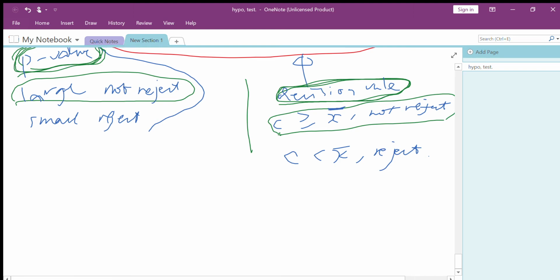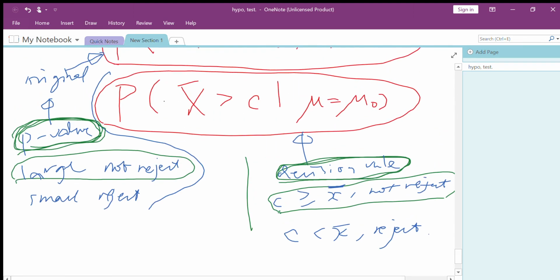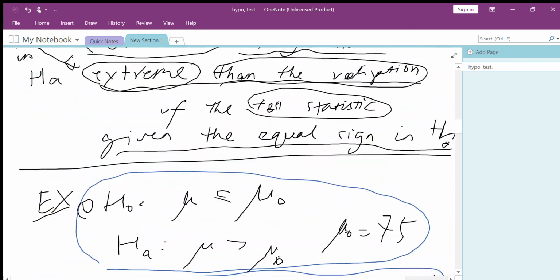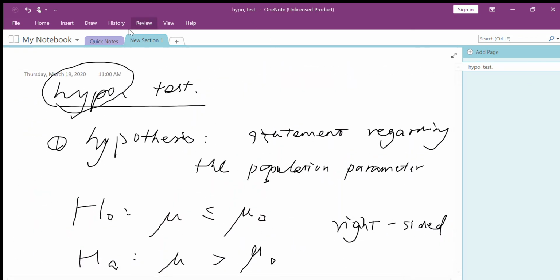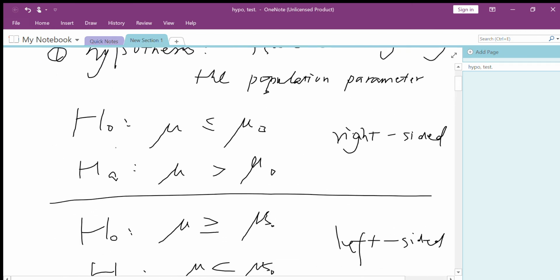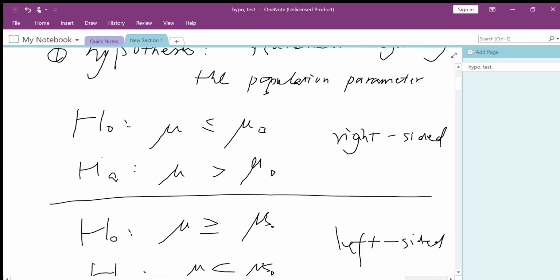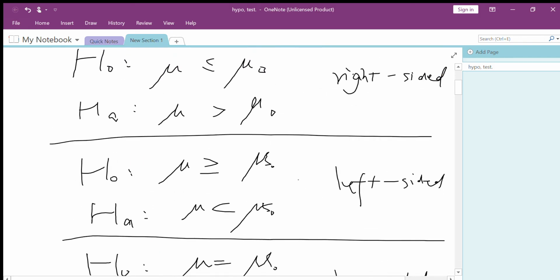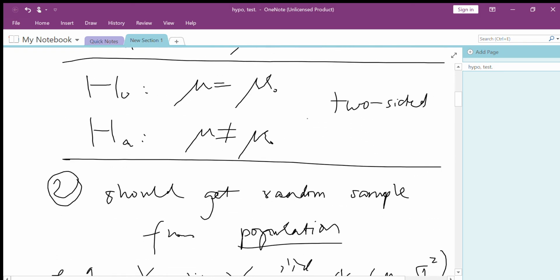Okay, so now let's do a quick review of what we have covered today. First, today we went into the hypothesis testing part. For hypothesis testing, we have 4 steps. The first step is to propose a hypothesis. We have 3 types of hypothesis: first is right-sided, second is left-sided, and third one is two-sided.